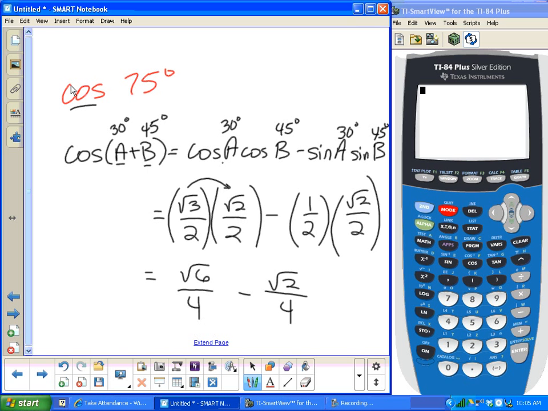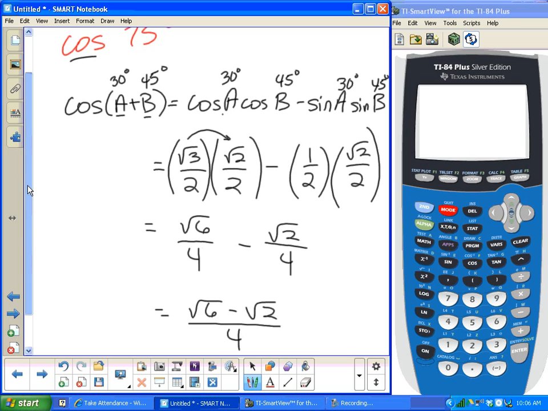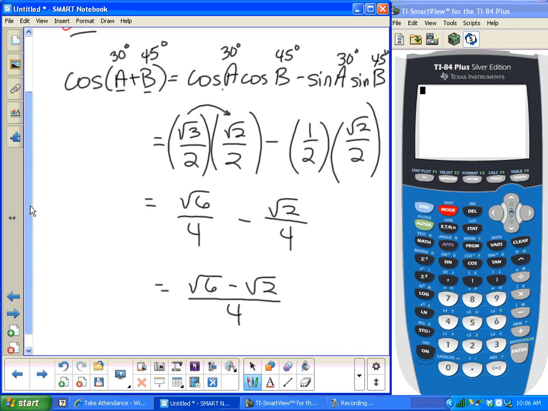And that's pretty nice. Why is that nice? Because we don't have to get a common denominator. It's already there. So the only thing we're going to do, can we say square root of 6 minus square root of 2 is square root of 4? No. But we can write it over one common denominator, right? So I'm going to write it like that. And that's the exact value for the cosine of 75 degrees.